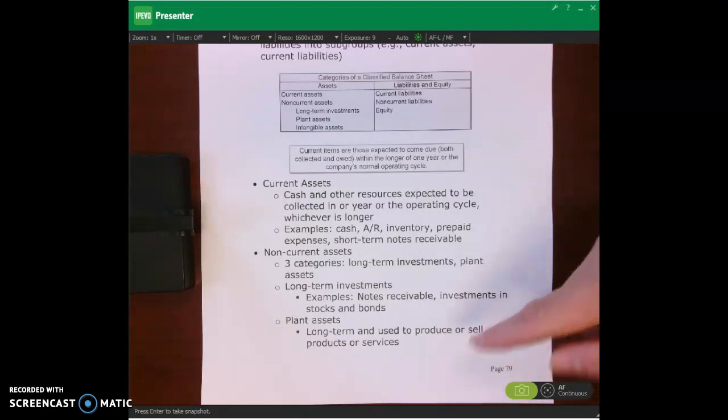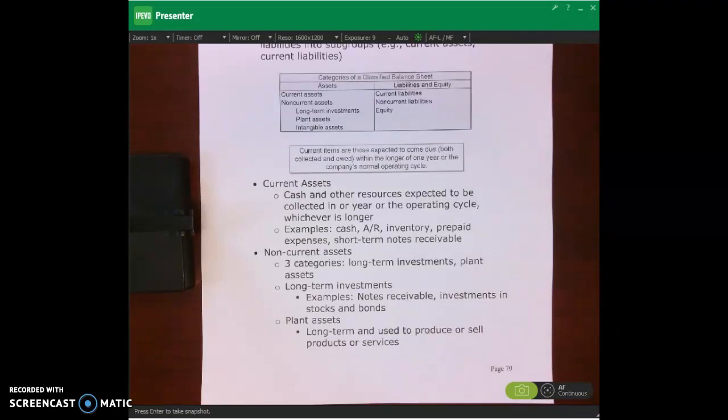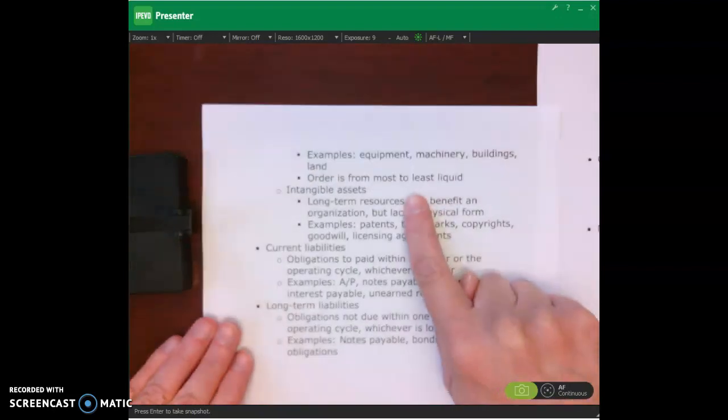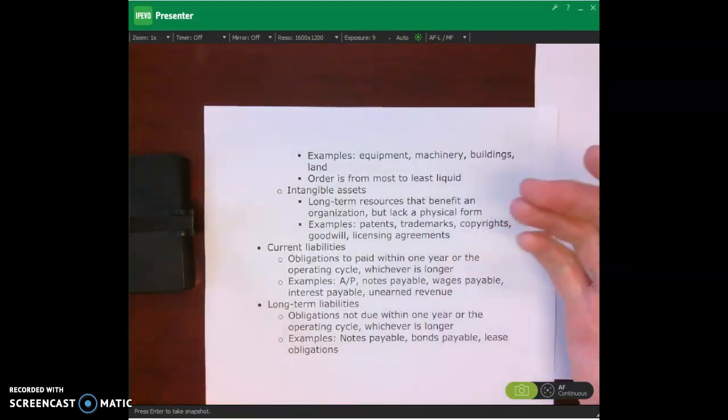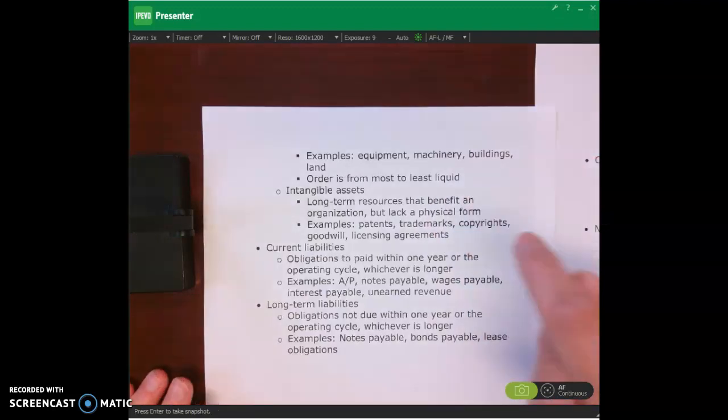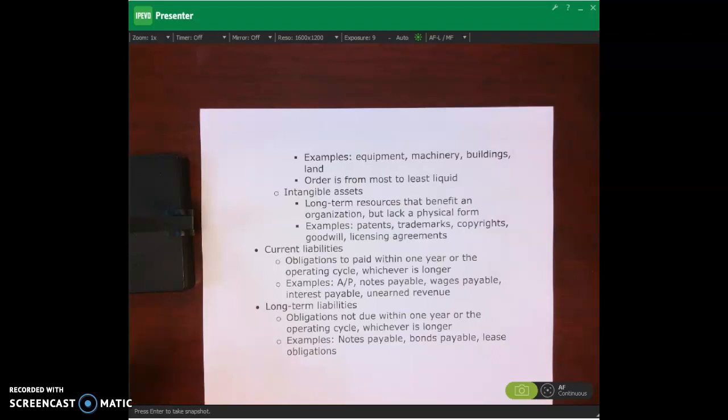Plant assets are those long-term assets that are used to produce or sell our products or services, and they span multiple accounting periods. We talked about some of this back in chapter 3, with examples of plant assets: buildings, land, machinery, equipment. And then we order those from most to least liquid. How fast can they be turned into cash? That's liquidity.